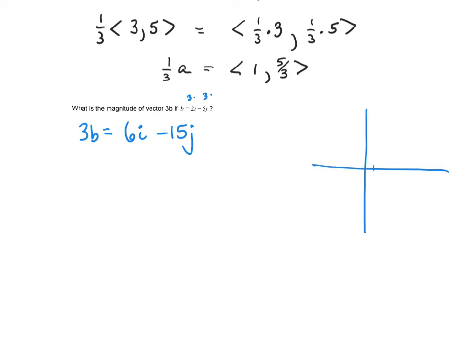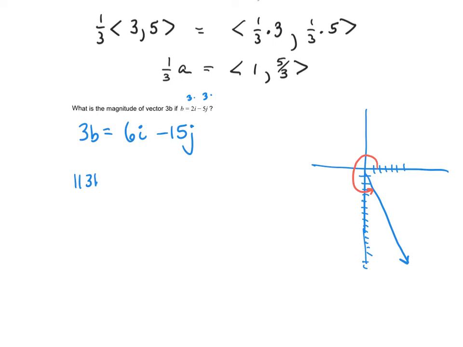So if I think about what that looks like, it's over 6, and we're going down 15 all the way down here. We'll say that's 15-ish. So my vector is going to point to quadrant 4. This is important because when I'm trying to find the magnitude and direction, it says only magnitude, but we'll find this direction as well. The direction is going to be in quadrant 4. That will be important.